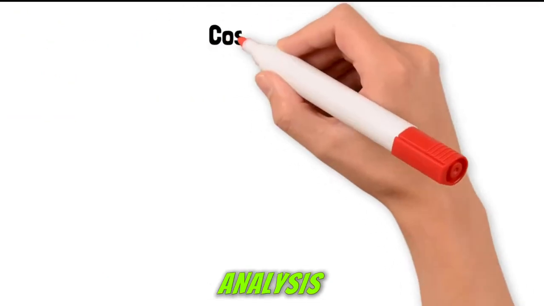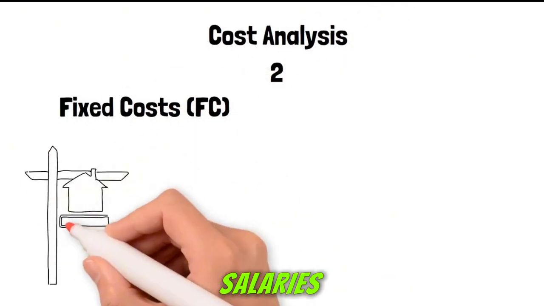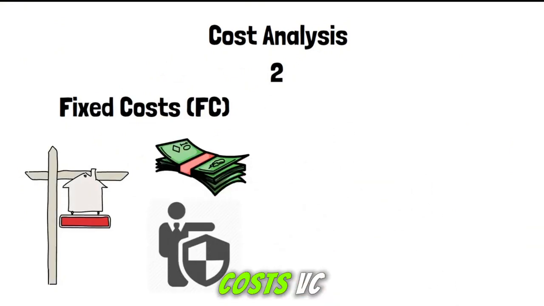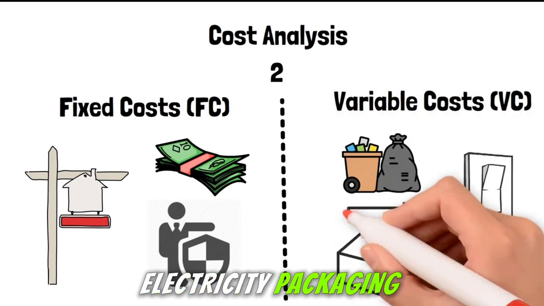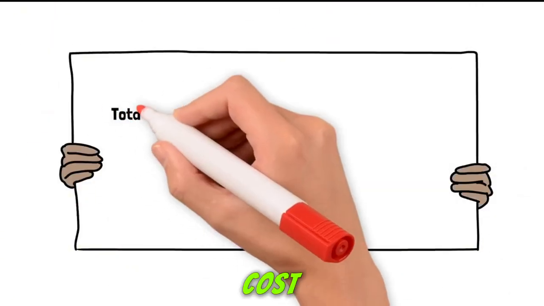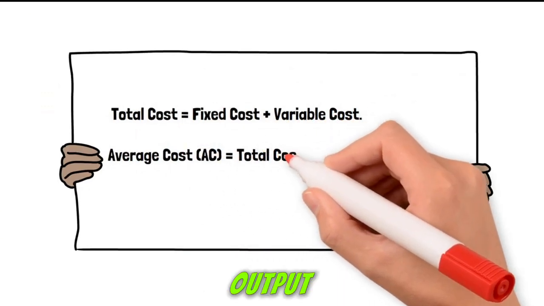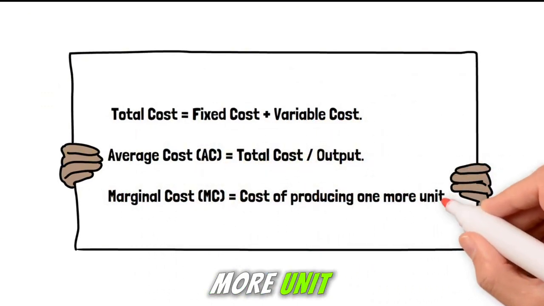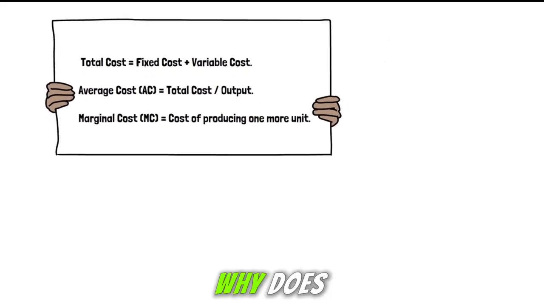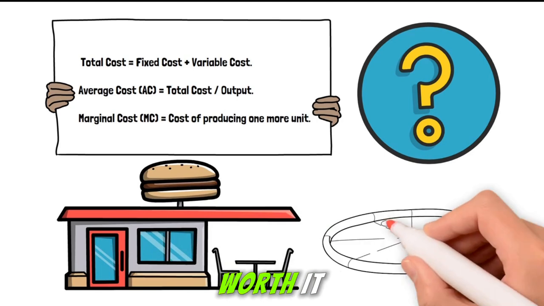Next, cost analysis. There are 2 main types of costs: fixed costs. These don't change with output. Example: rent, salaries, insurance. Variable costs, VC. These change with production. Example: raw materials, electricity, packaging. Total cost equals fixed cost plus variable cost. Then we get average cost, AC, equals total cost divided by output. Marginal cost, MC, equals cost of producing one more unit. Why does MC matter? Because it tells the business whether making one more product is worth it.